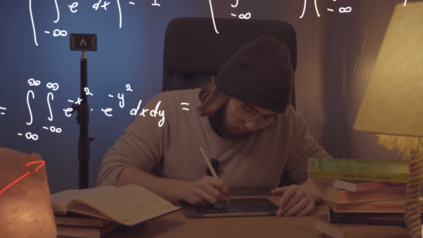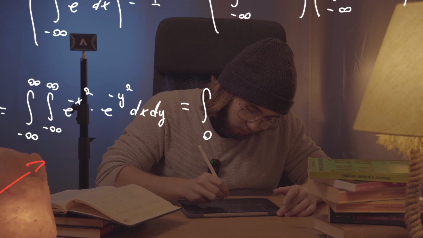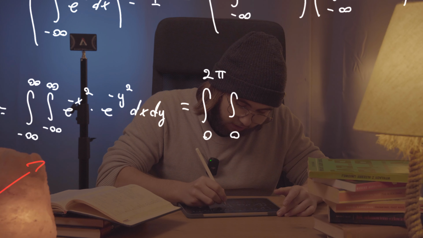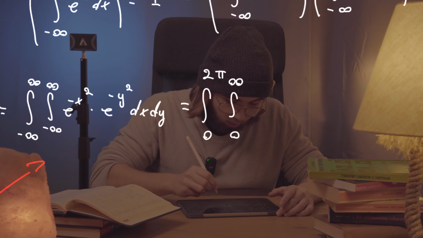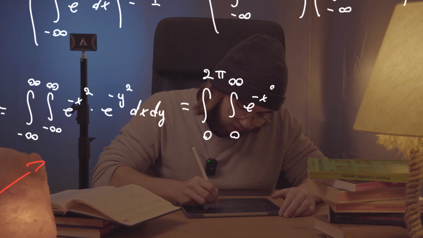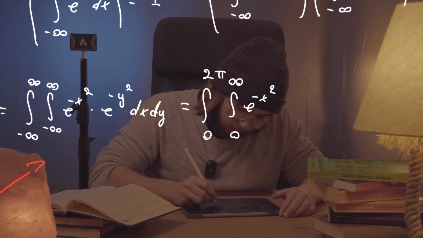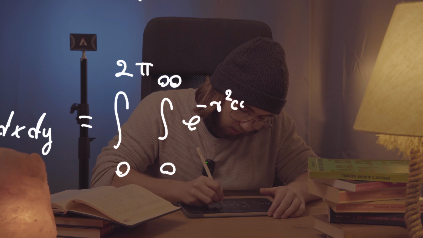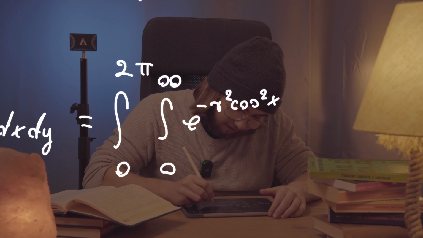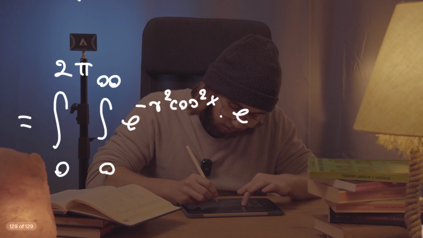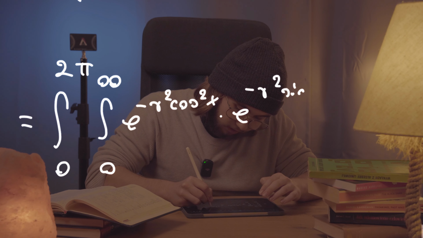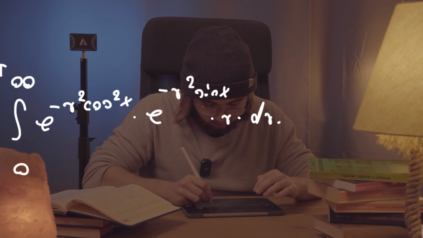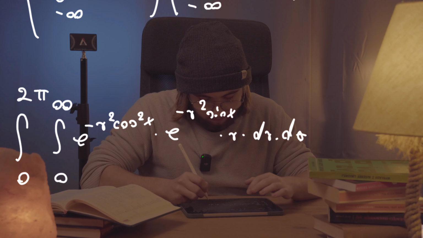You can interpret this as the integral from 0 to double pi of the integral from 0 to infinity of e to the negative r squared cosine squared x multiplied by e to the negative r squared sine squared x, times r dr d theta.